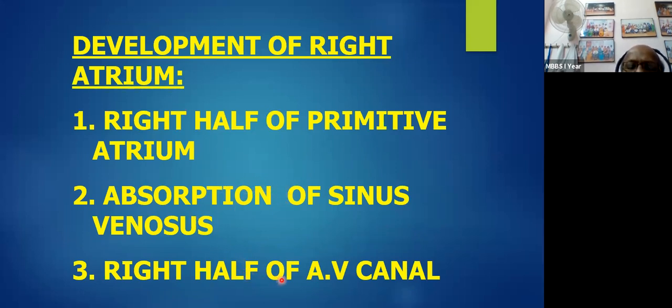Next, the right half of the AV canal. You already know that the AV canal is divided into right half and left half. The right half is involved in the formation of the right atrium. So these are all the structures involved in the development of the right atrium. Simply, you can write: anterior rough part.